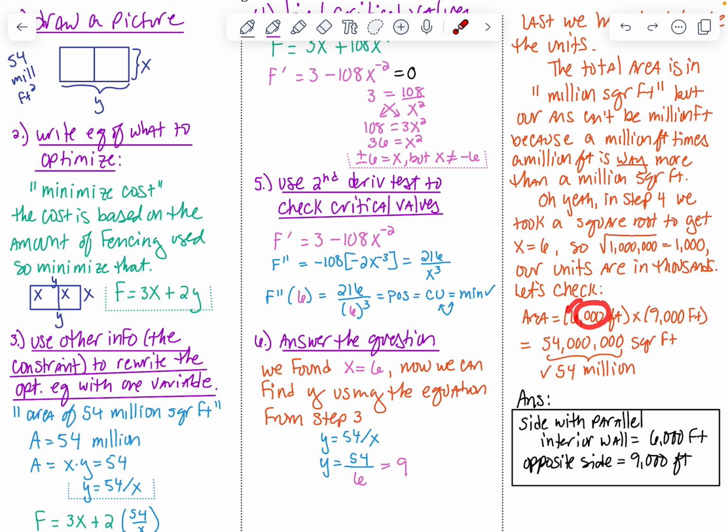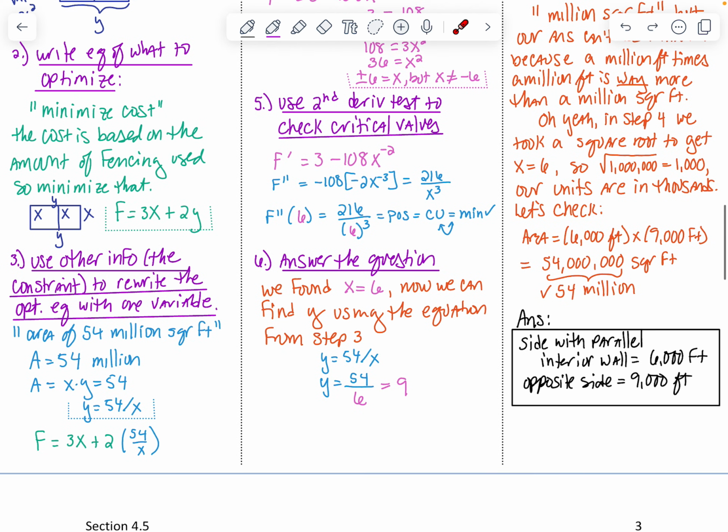Let's double check. If I took 6,000 feet times 9,000 feet and put those two sets of 3 zeros after 6 times 9 of 54, I do get my 54 million square feet. So the side with the parallel interior wall for me was my X side, which was 6, but we're answering 6,000 feet. And the non-interior wall was 9,000 feet.